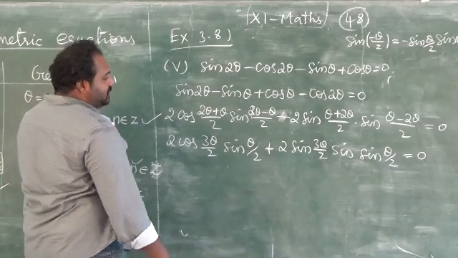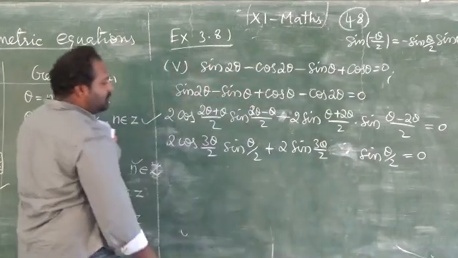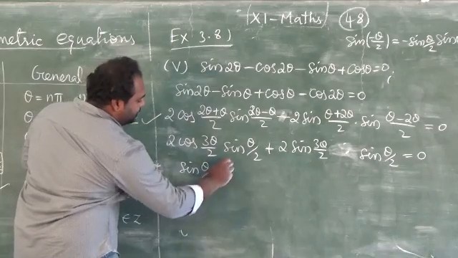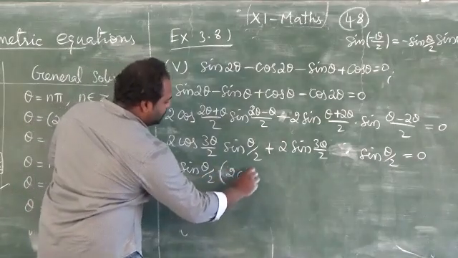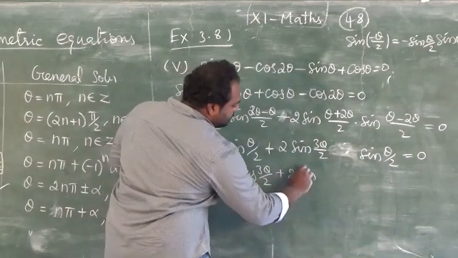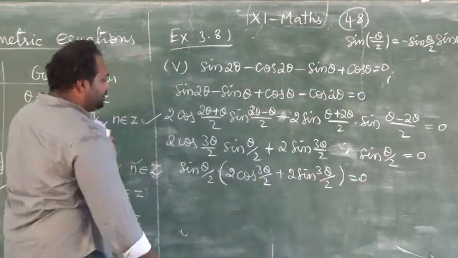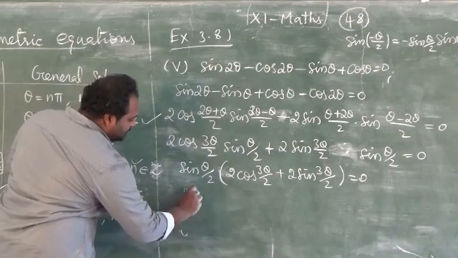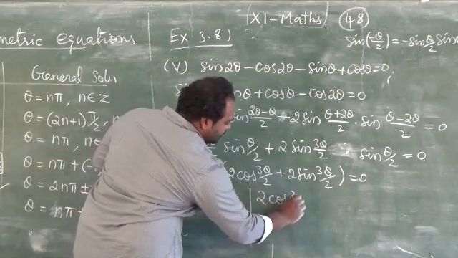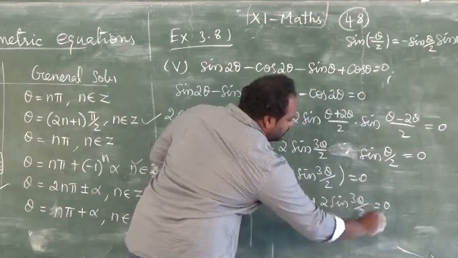Next, I am going to take sin theta by 2 commonly outside. If I take this one, 2 cos 3 theta by 2 plus 2 sin 3 theta by 2 equal to 0. So here we have two factors: sin theta by 2 equal to 0 is one factor, and 2 cos 3 theta by 2 plus 2 sin 3 theta by 2 equal to 0.